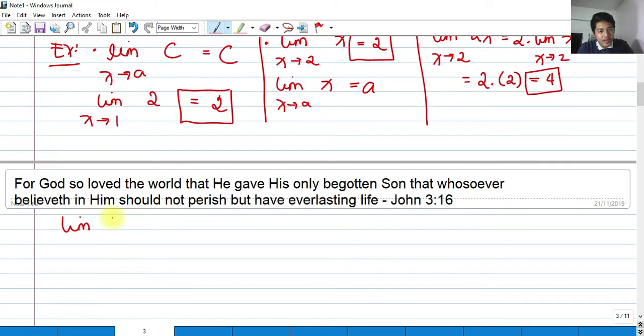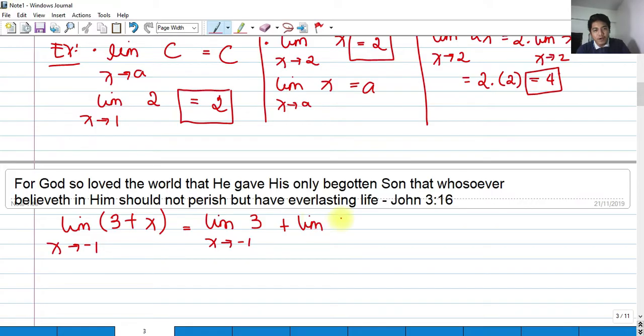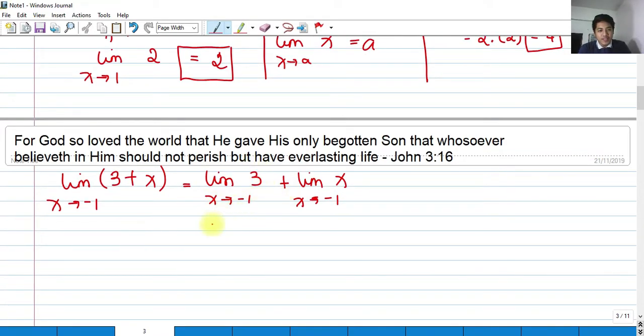We have the limit of 3 plus x as x approaches negative 1. Since this is an addition, we can separate them. So we have the limit of 3 as x approaches negative 1 plus the limit of x as x approaches negative 1. First, we can evaluate this left side.